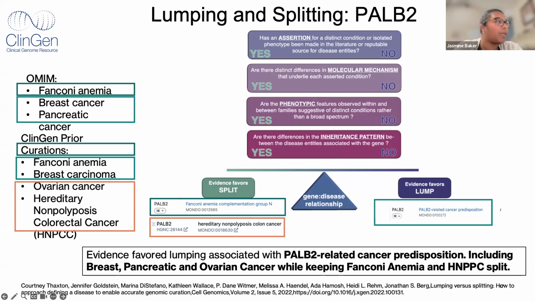I also have a really good reference here at the bottom. This is the manuscript on how to approach lumping and splitting and defining a disease by Dr. Thaxton and her group at UNC with ClinGen. It's really helpful if you're trying to get into gene disease validity curations and understanding how this lumping and splitting works in detail.